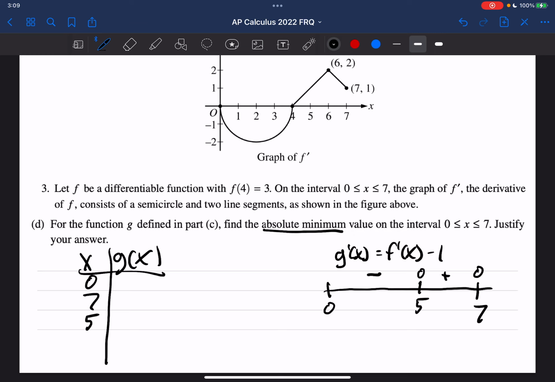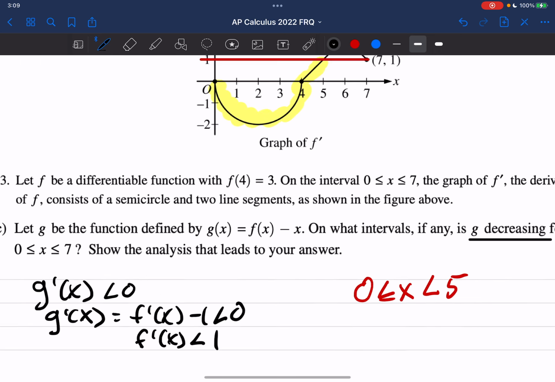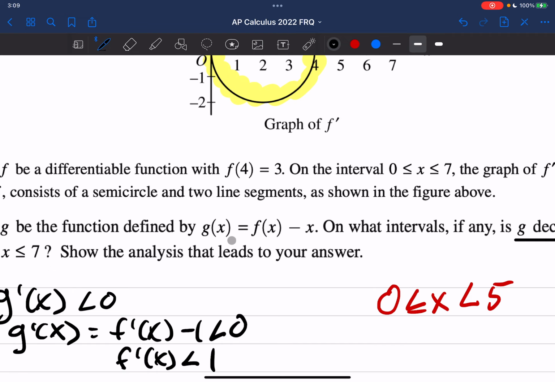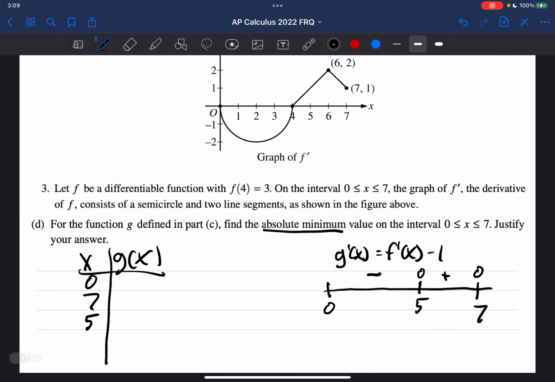Well, they tell us that g of x is f of x minus x. So they actually do give us a point. They tell us that f of 4 equals 3, so that means g of 4 equals f of 4 minus 4. Now f of 4 equals 3, so 3 minus 4 is negative 1. So there's our starting point. So that's how we can consider what the values of g of 0, g of 7, and g of 5 are equal to.